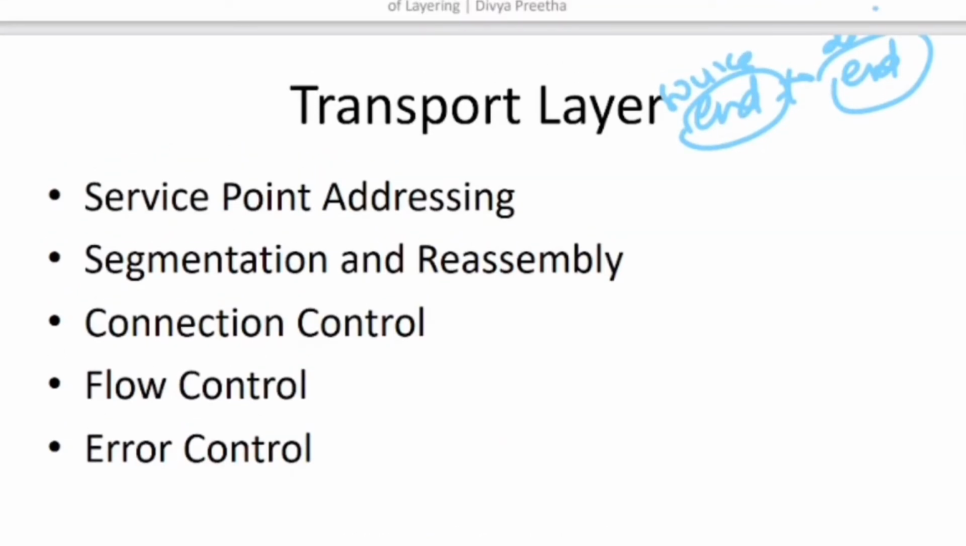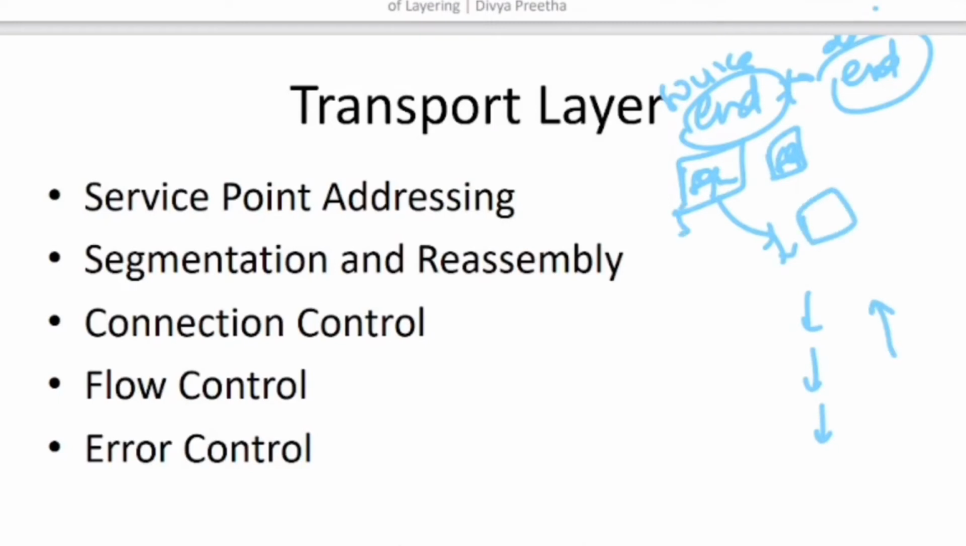So in the transport layer, data will be divided into segments, and each segment will be sent separately to the next layers. Each segment will have its own sequence number, and after reaching the destination, all the segments will be merged together as a single message with the help of the sequence number, so that ordering is maintained.